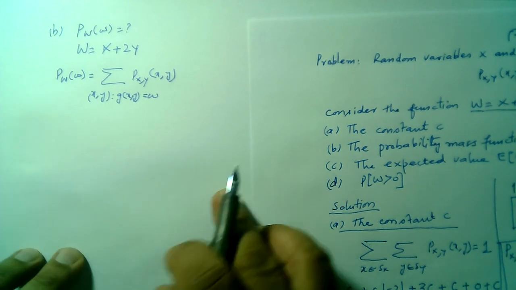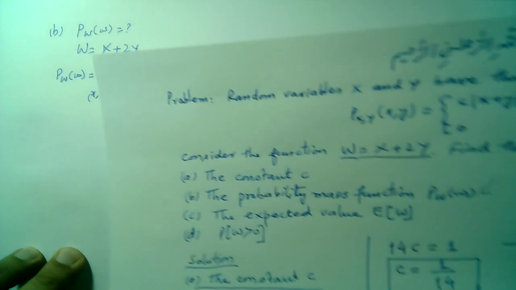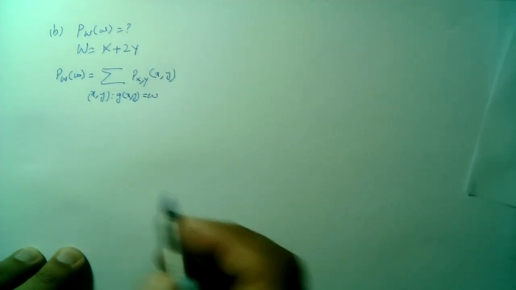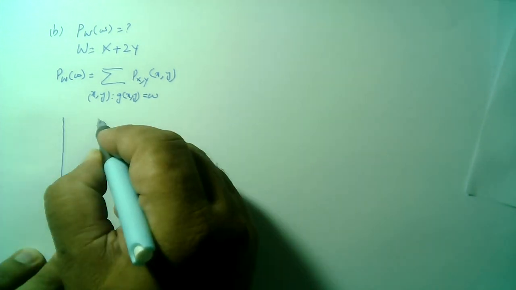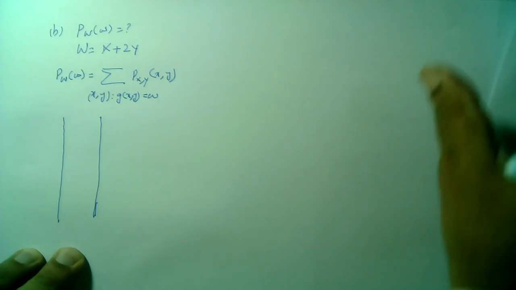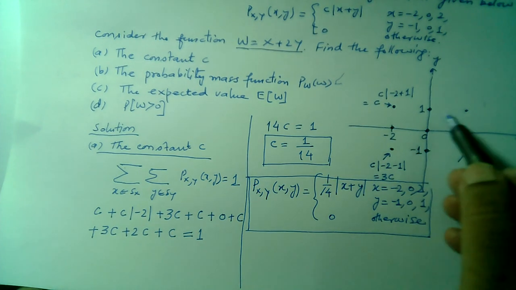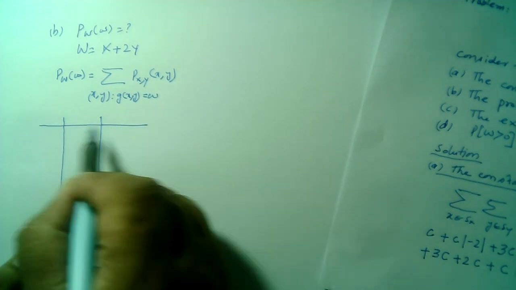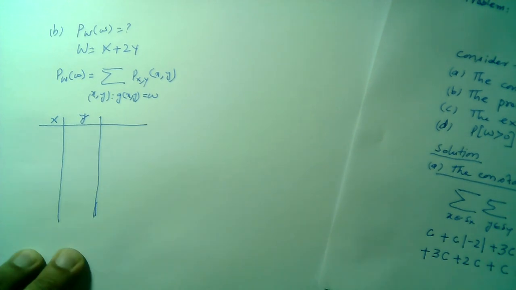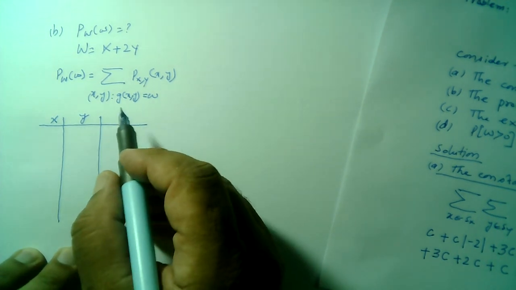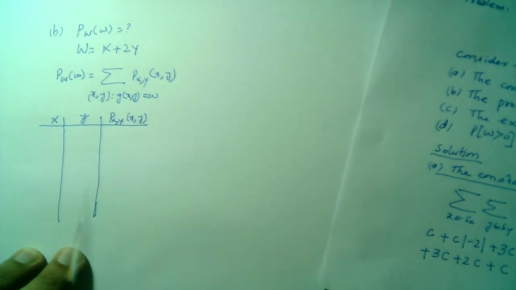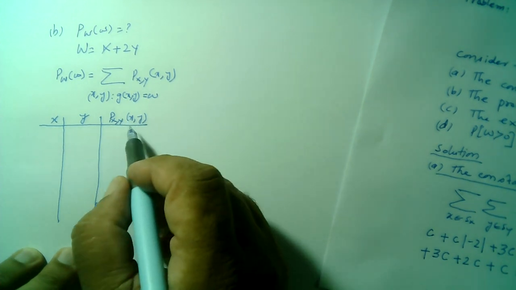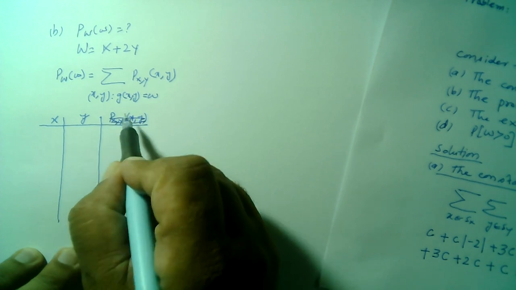So this is best illustrated by evaluating the value of w and the probability mass function. For that, let us build a table here for all the possible values of x and y. As you see from this diagram, we have 9 possible pairs of x and y. So we can have x here, right, and y here, and then we have the probability of x comma y here, right? And before that, let's have w also here.